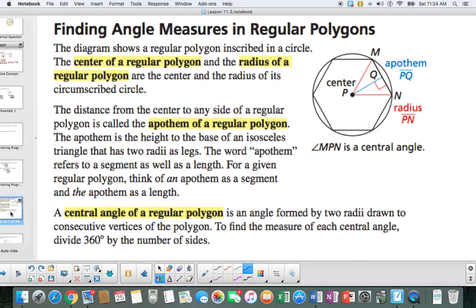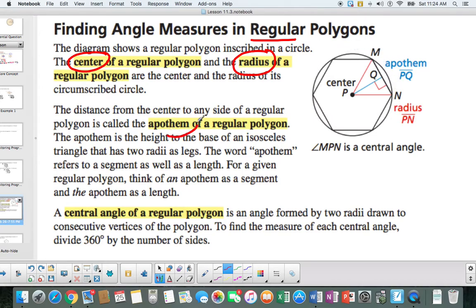Now let's talk about regular polygons. Regular polygons are equilateral and equiangular, and because they fit very well inside a circle, a circle is circumscribed about it. So we use this vocabulary for a circle with regular polygons. We're going to have a center, like the center of a circle, and it's going to be the center of the circumscribed circle. We are going to have a radius of the regular polygon. This is the radius of the regular polygon, which is also the radius of the circle.